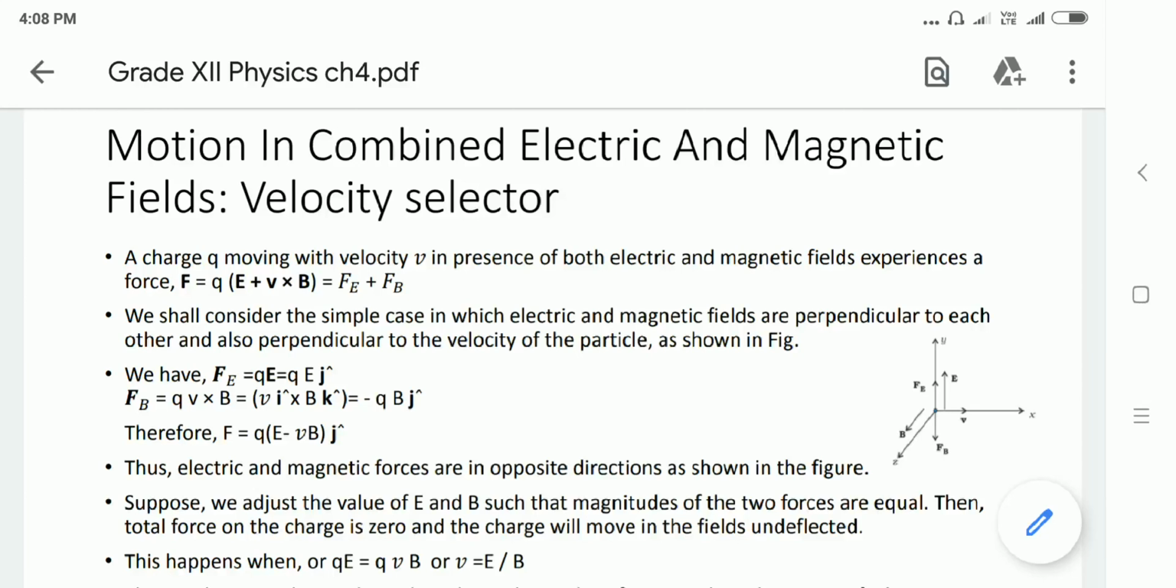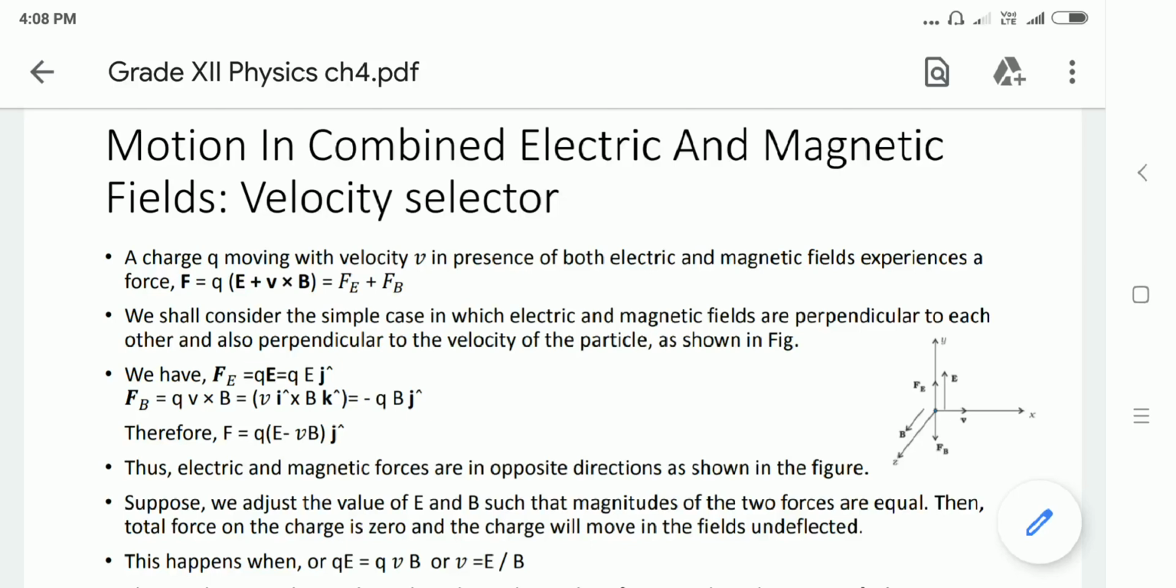So, as we already discussed, the electric field and magnetic field both must be perpendicular to each other and also perpendicular to the velocity of the particle. It means all these three components must be perpendicular to each other. So we have the electric force Fe, that is QE.